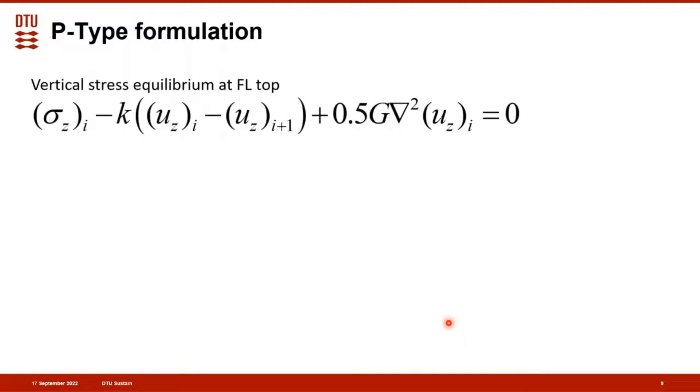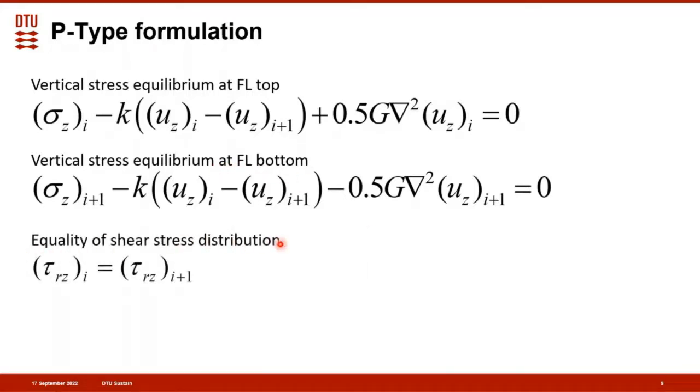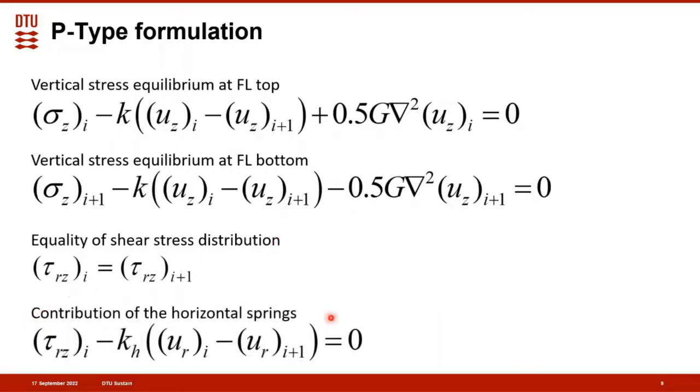Here is the P-type formulation. There is a requirement that vertical stresses will be at equilibrium at the top of the fragmented layer. This is the expression that provides that. We also have a requirement that the vertical stress is in equilibrium at the fragmented layer bottom. The equality of shear stresses above and below a fragmented layer is demanded. And then lastly, we have the horizontal springs as they are taken into account here.